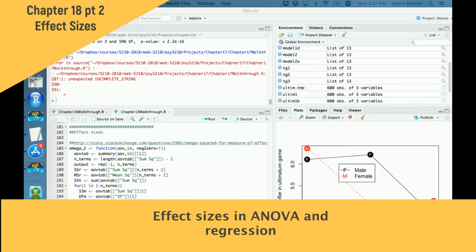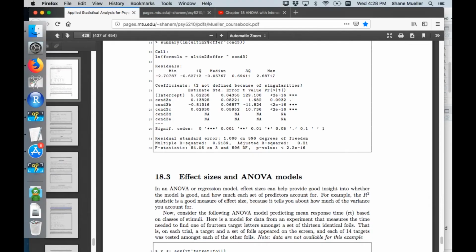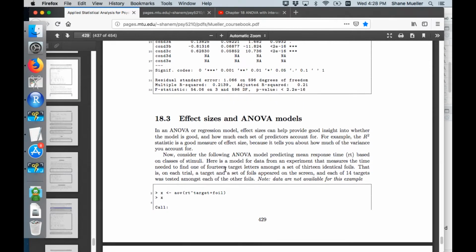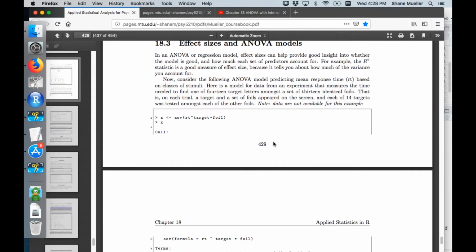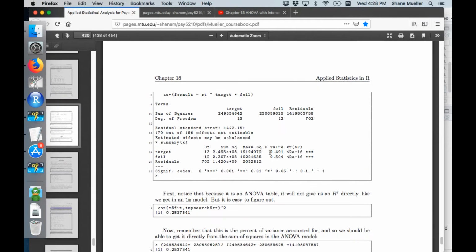All right, this video is just to cover the last part of Chapter 18, covering how to compute effect sizes with the ANOVA models. And for the first part, there's actually not any code to look at. There is some material within the course book, and it shows a model with data that aren't available in the book or available for download directly. And so one question is, what is an effect size in an ANOVA model?